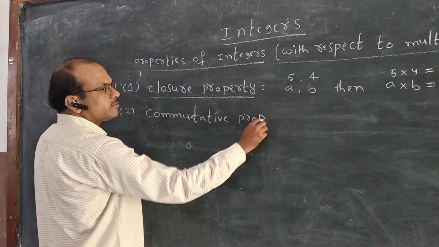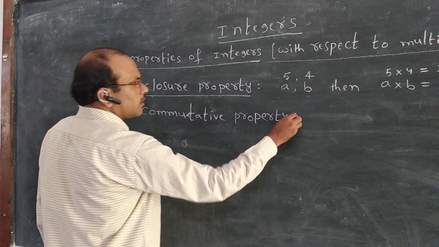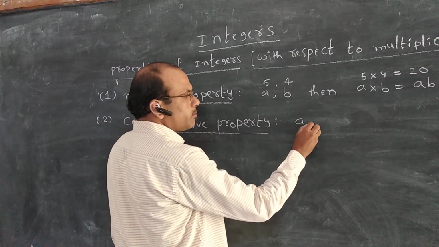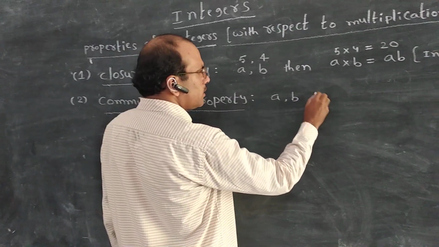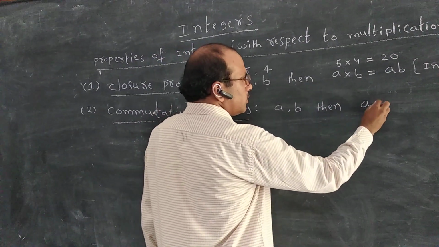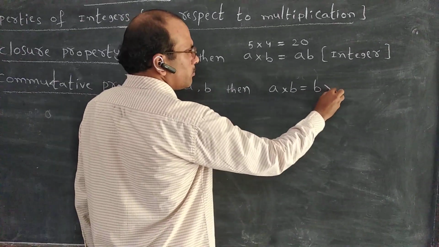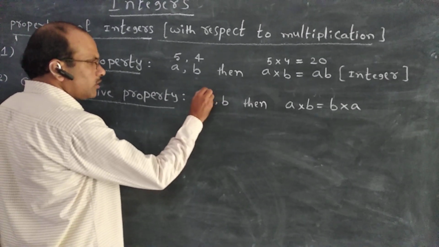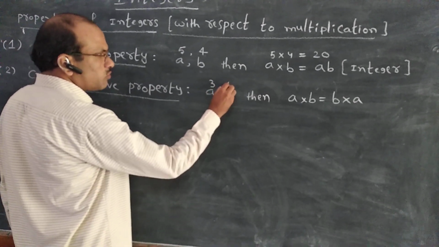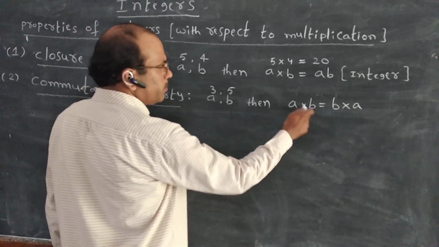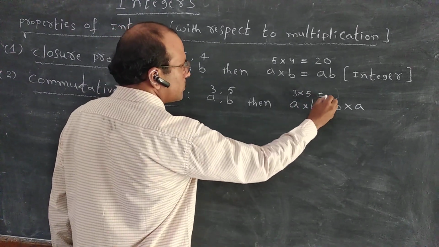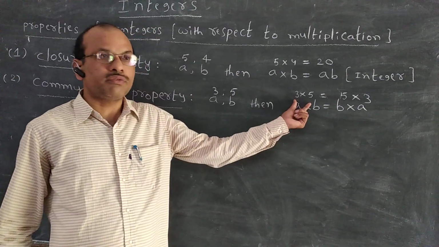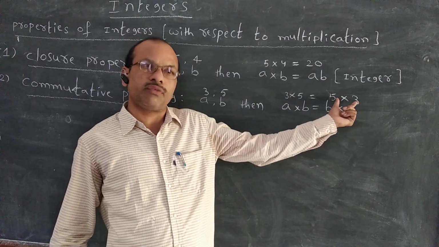Commutative property. The commutative property says that for any two integers a, b, a into b will be equal to b into a. Whenever you take a as 3 and b as, suppose, 5, then a into b, 3 into 5, will be equal to 5 into 3. So 3 5s are 15 will be equal to 5 3s are 15.